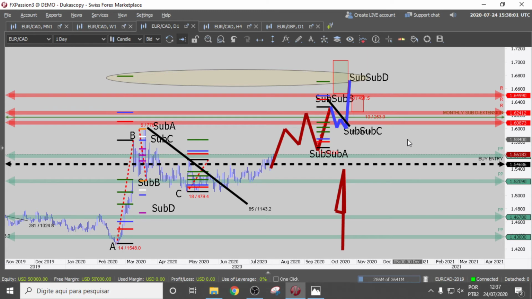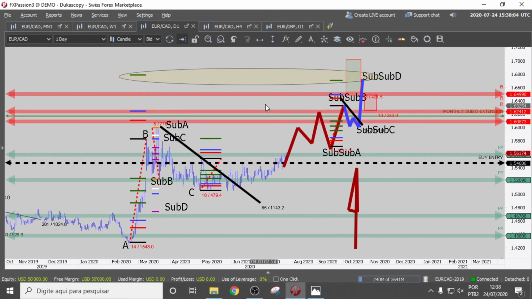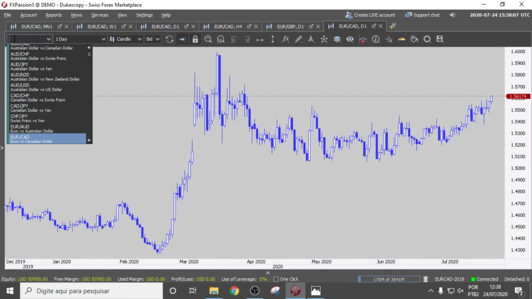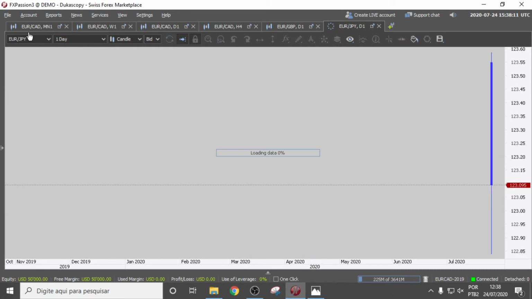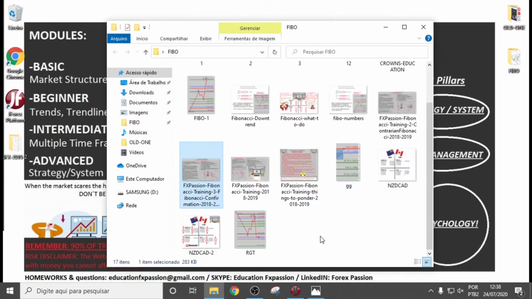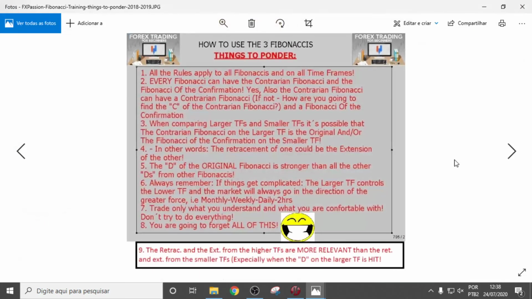Okay, how to find the contrarian Fibonacci in an uptrend? Well, it's easy, right? Let me think of a currency pair. EURGBP, everybody. EURGBP daily chart. And we have one more picture that I don't have. Oh, this one. In the meantime, while we are waiting for the JForex to load, how to use the 3 Fibonacci things to ponder. Everybody, number 1, all the rules apply to all Fibonaccis and on all time frames.